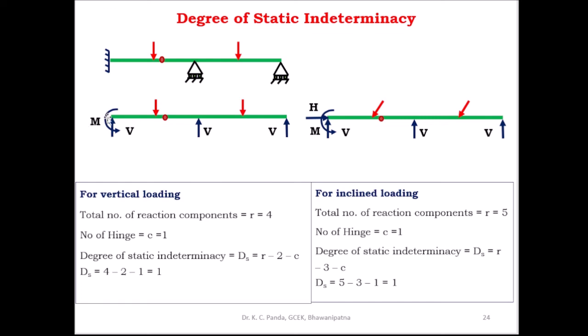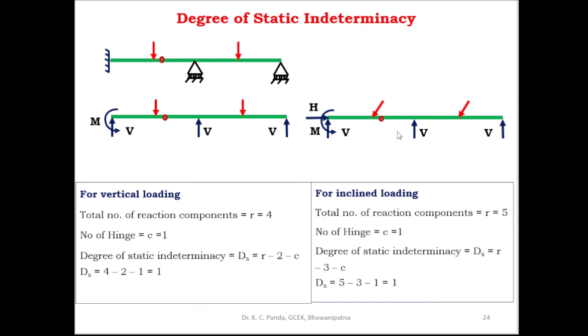So when the beam is subjected to vertical loading, at the fixed end there is no horizontal reaction, you only have to consider the vertical reaction and the moment, and at the roller support there is the vertical reaction. So the total number of reaction components here is equal to 4, and the number of hinges C is equal to 1. So the degree of static indeterminacy ds is equal to r minus 2 minus C, 4 minus 2 minus 1 is equal to 1. So ds is equal to 1.